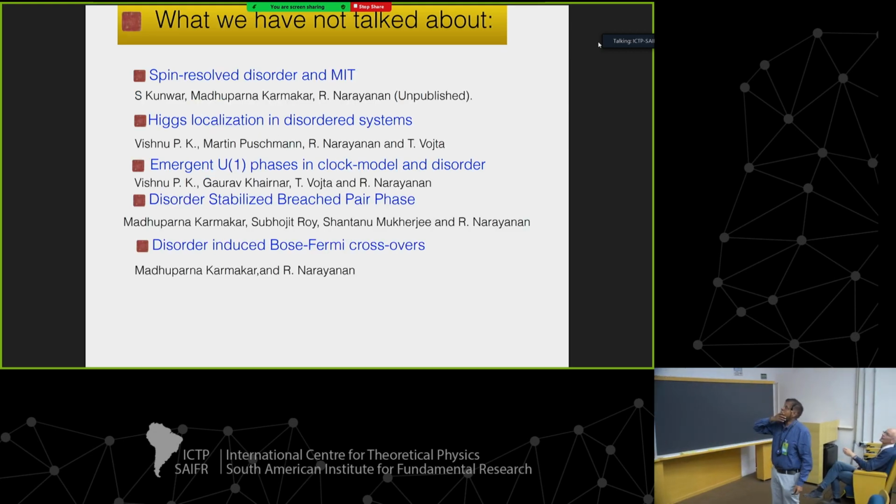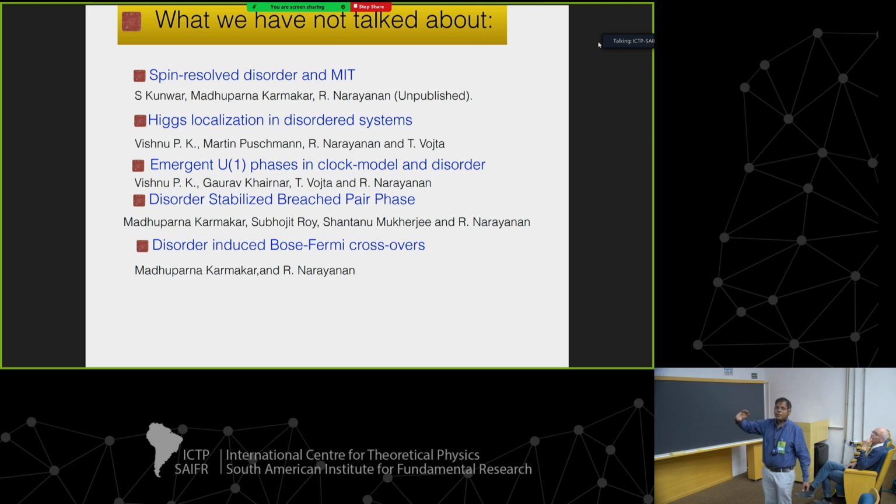some of the things that we have been working on, but would have loved to talk about, are a metal insulator transition with spin resolved disorder. With Thomas and company, I've been working on some Higgs localization. There's a poster on this, which is on Thursday, right? Then we are working on clock models and disorder. Also, a huge amount of disorder-driven physics. I would love to talk about these things to all of you, if I could. So thank you for your time.